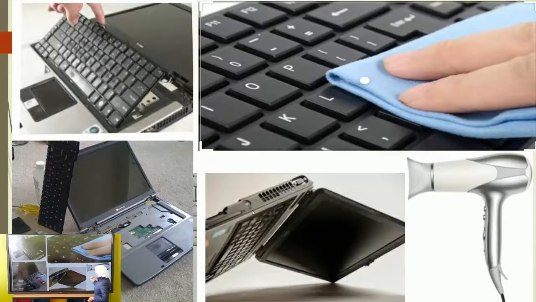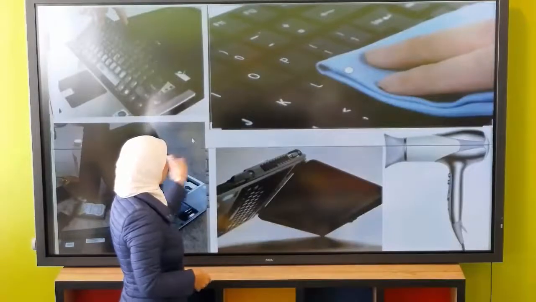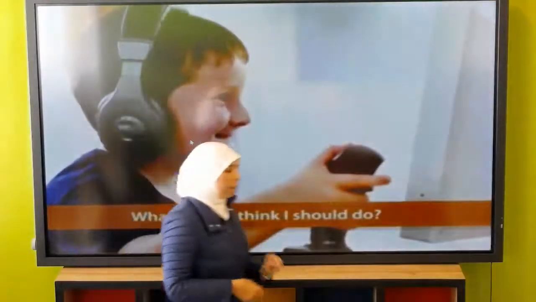Perhaps you can need a warm cloth like this one, or sometimes you can use a hairdryer to dry the keyboard only on cold air, not on hot air, don't use it, only on cold air to dry the keyboard. And then if this doesn't work, you can buy a new one. So you need to buy a new one.